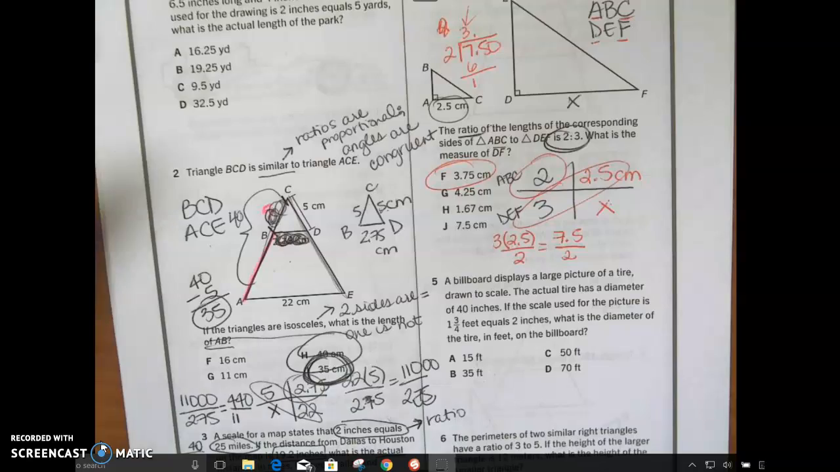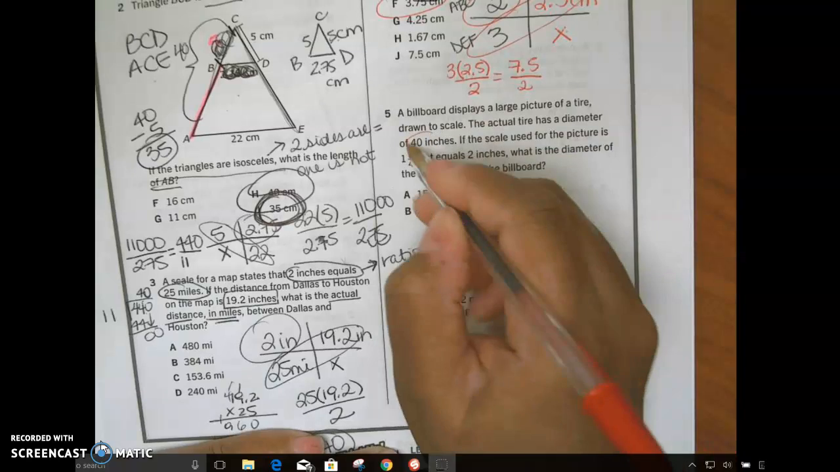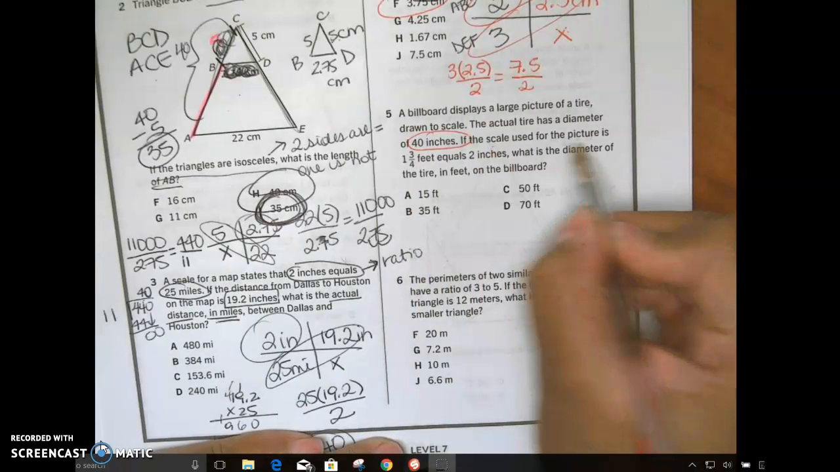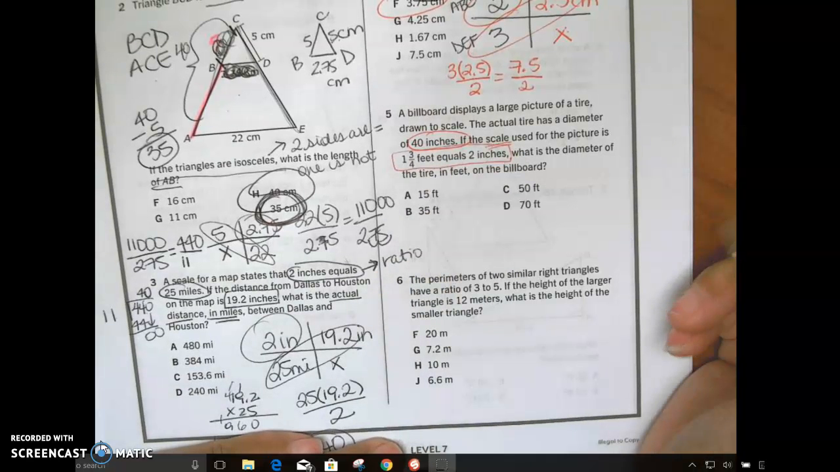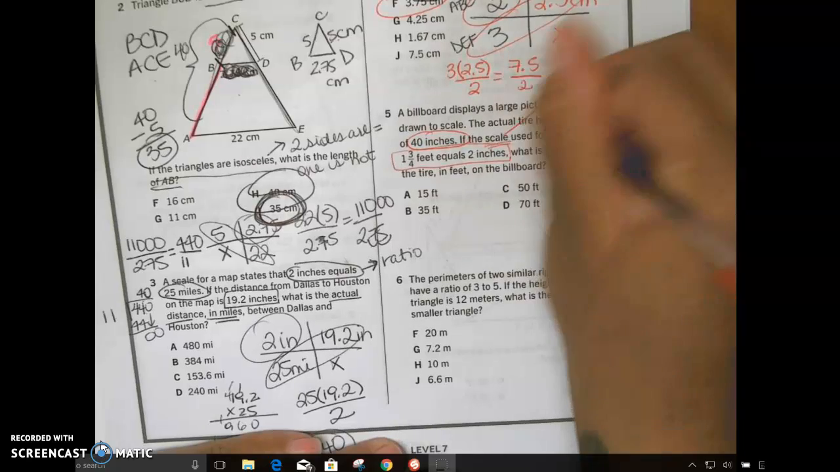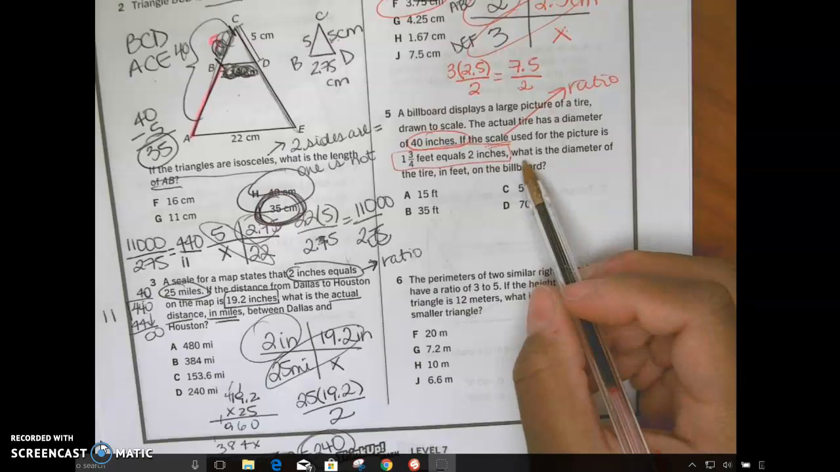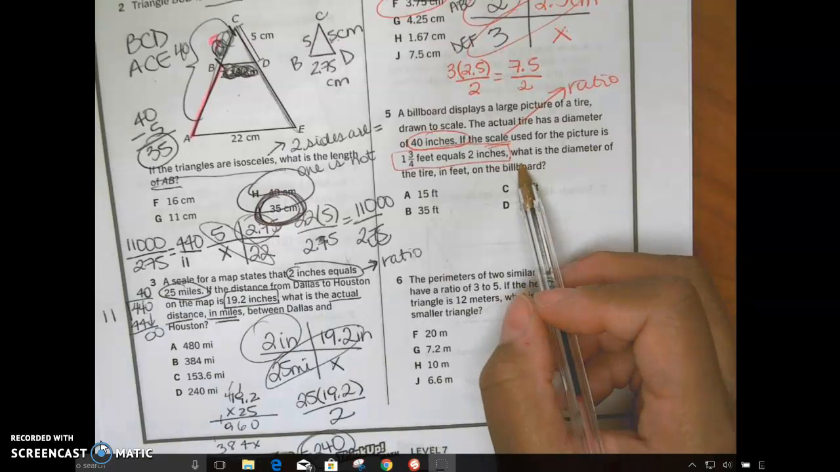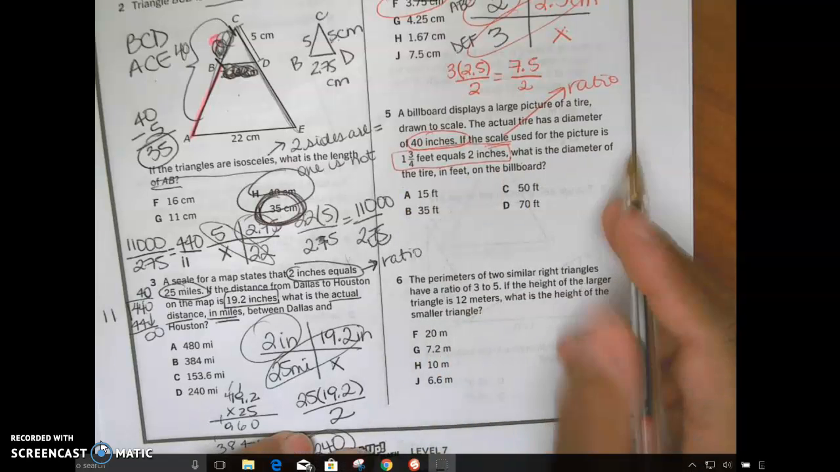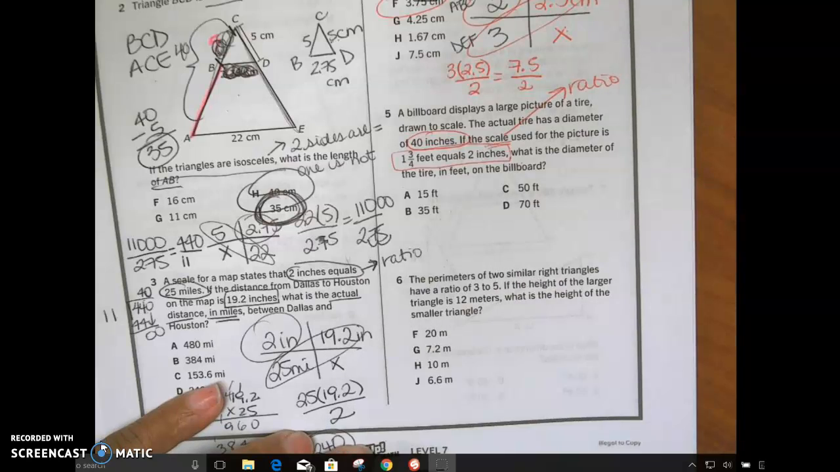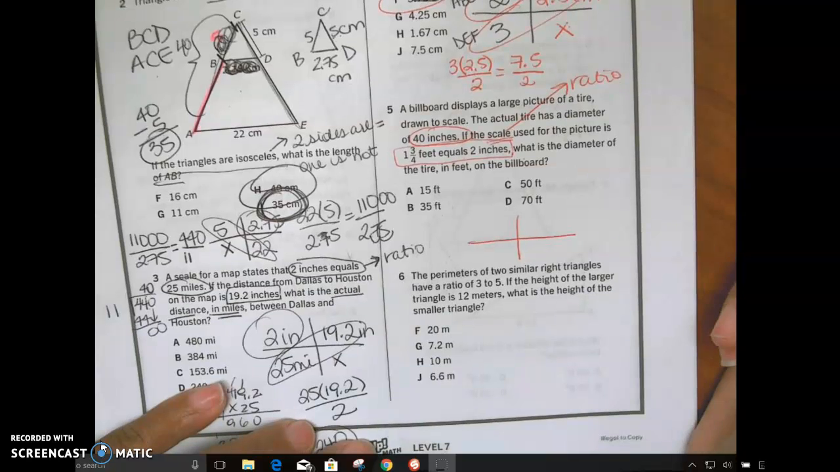A billboard displays a large picture of a tire drawn to scale. The actual tire has a diameter of 40 inches. If the scale used for the picture, what's scale mean? Ratio. What is the diameter of the tire in feet on the billboard? So what do I need to make? Proportion. Who goes in it?